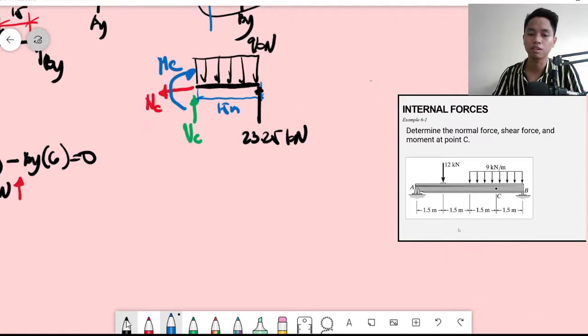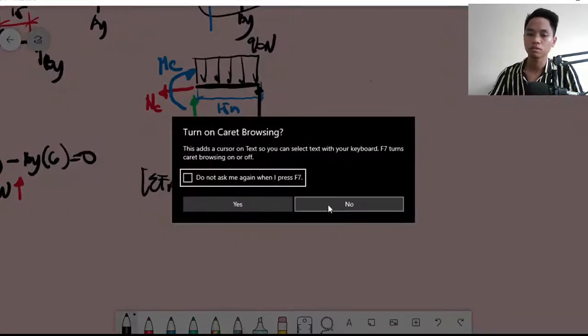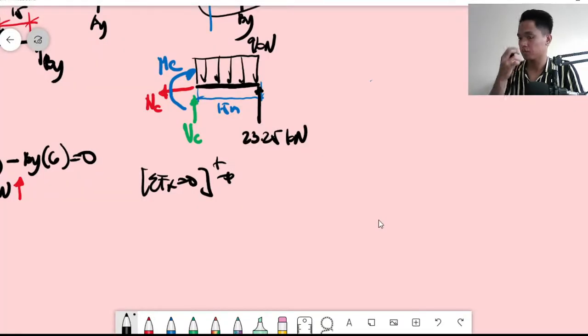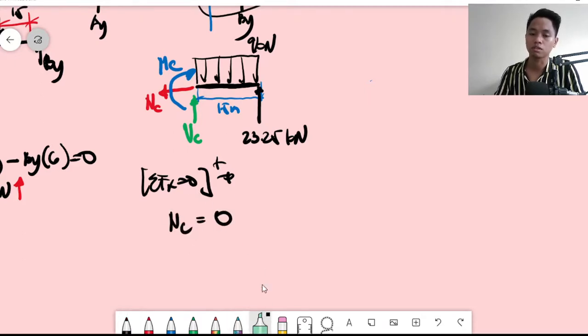Same na siya. Let's start with the summation of forces X. So, based dito, the right forces are positive. Okay? So, wala man tayo X nga forces diha. So, therefore, your NC is equal to 0. Okay? So, that would be our normal at C.